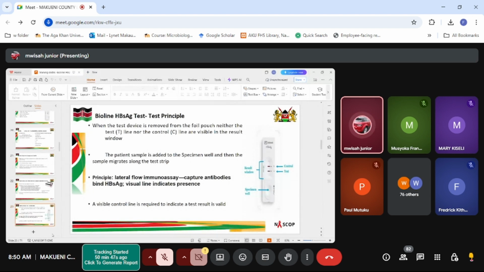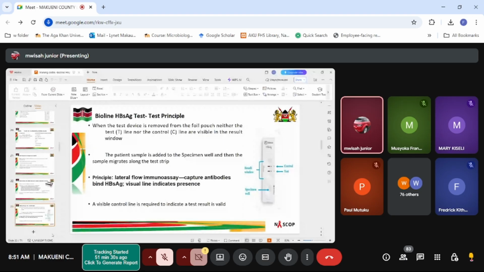The test principle: when the test device is removed from the foil pouch, neither the test line, that is the T line, nor the control line is visible in the result window. The patient sample is added to the specimen well, then the sample migrates along the test strip. The principle is a lateral flow immunoassay which captures antibodies which bind to hepatitis B surface antigen. Then a visible line indicates presence. A visible control line is required to indicate a test result is valid. It works the same way as the other rapid test kits we have, and the principle is almost the same.